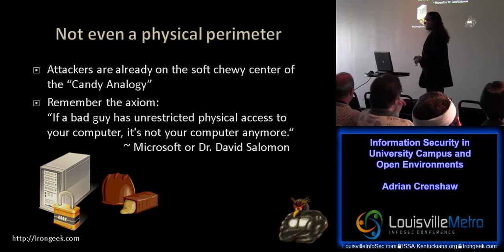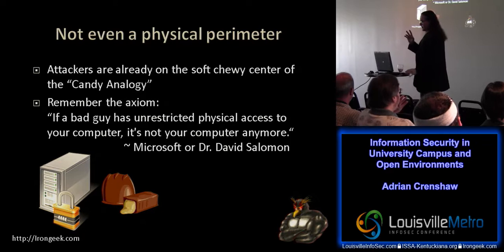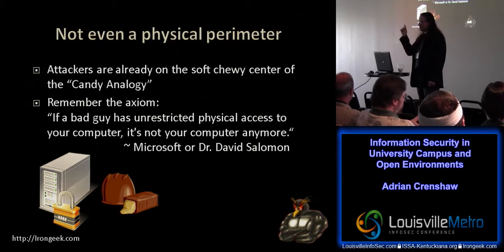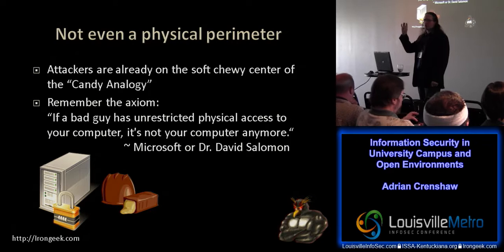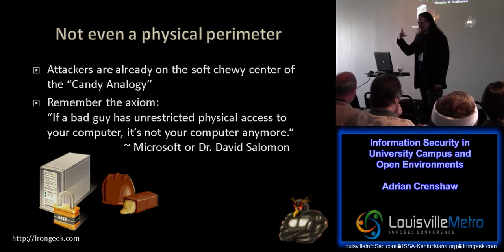Another thing that's a little bit different about a university is there's not even a physical perimeter. I touched on this a little bit ago. Has anybody ever heard of the candy analogy for a network? Hard on the outside, soft, chewy center. Once you break through the perimeter, you can generally get in and do things.